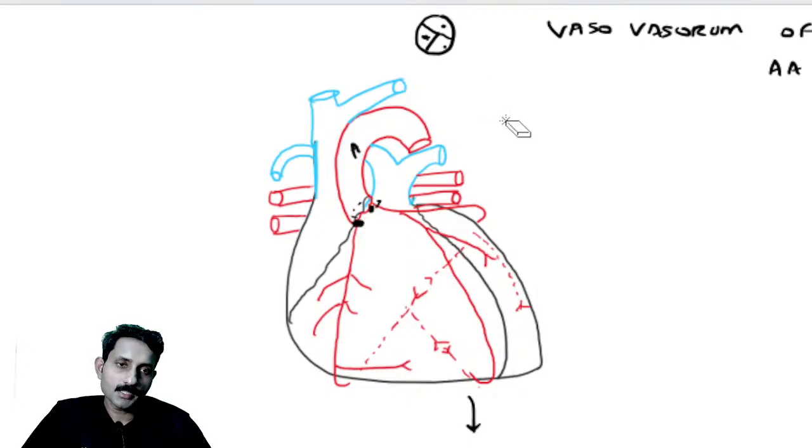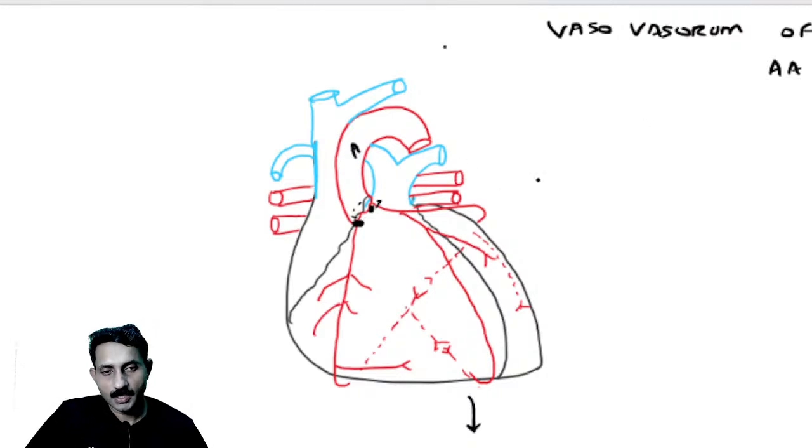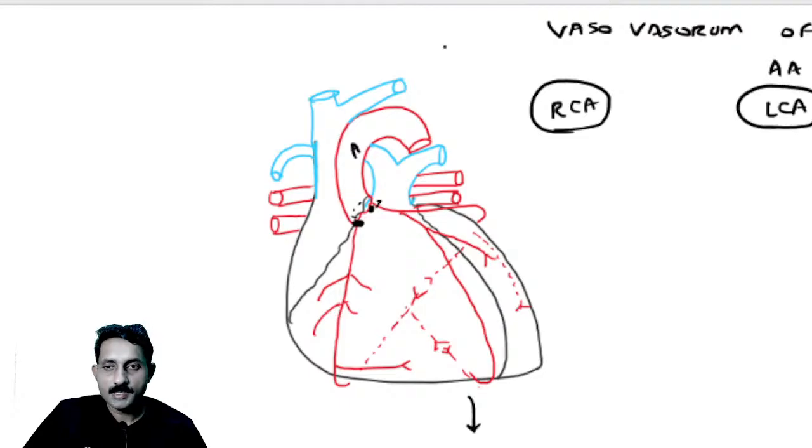Now we'll see only the branches here. Coronary arteries are coming as a vasa vasorum of the ascending aorta. How many coronary arteries do we have? We have the right coronary artery and the left coronary artery. I'll tell the course, then we'll discuss the branches and the chambers it supplies.